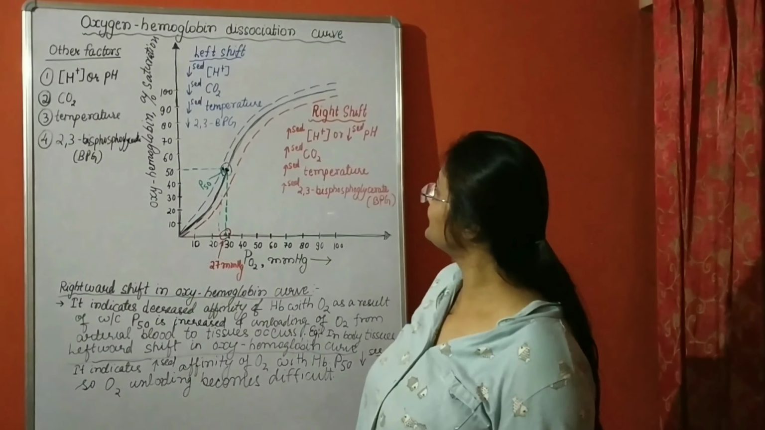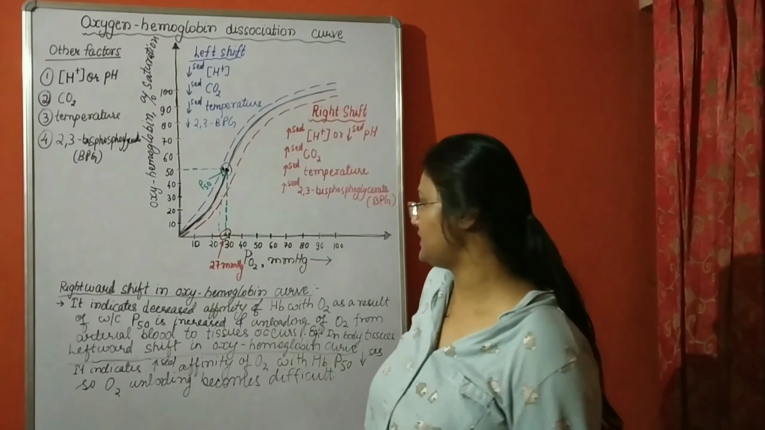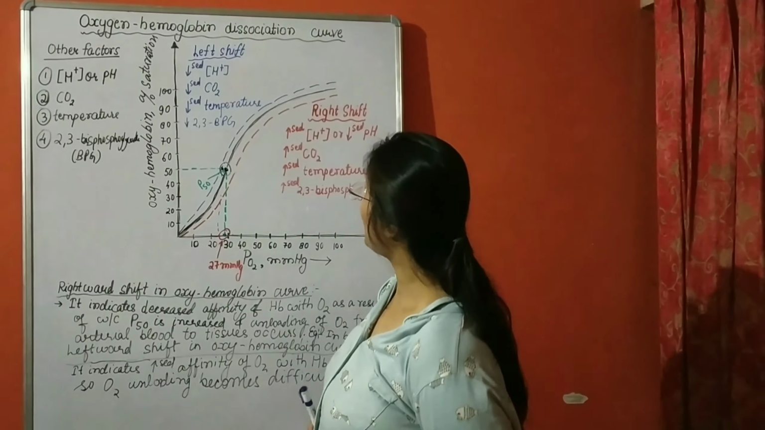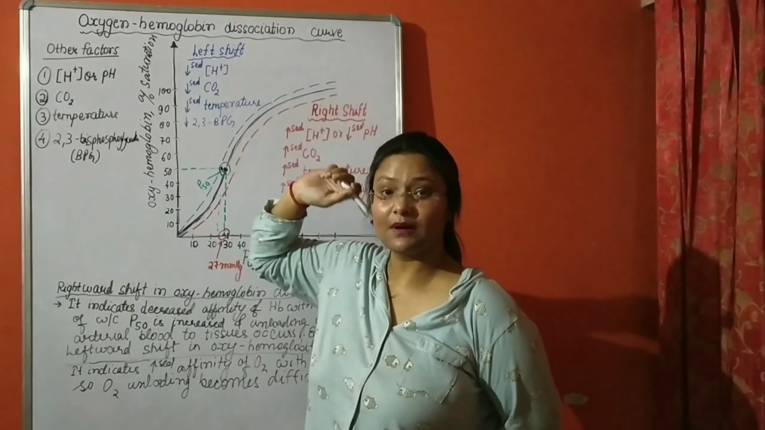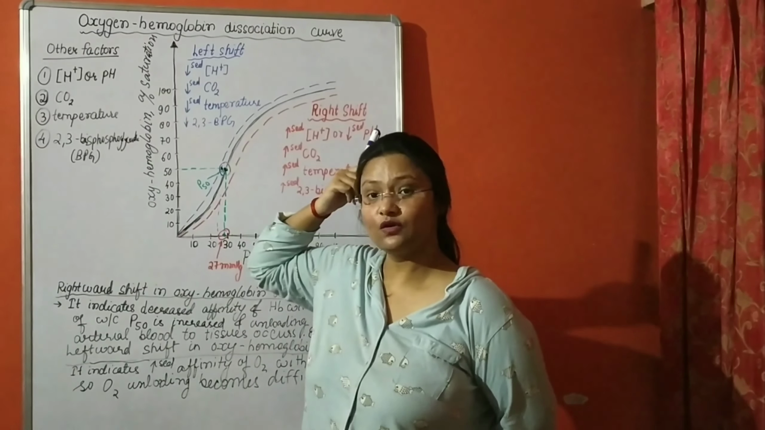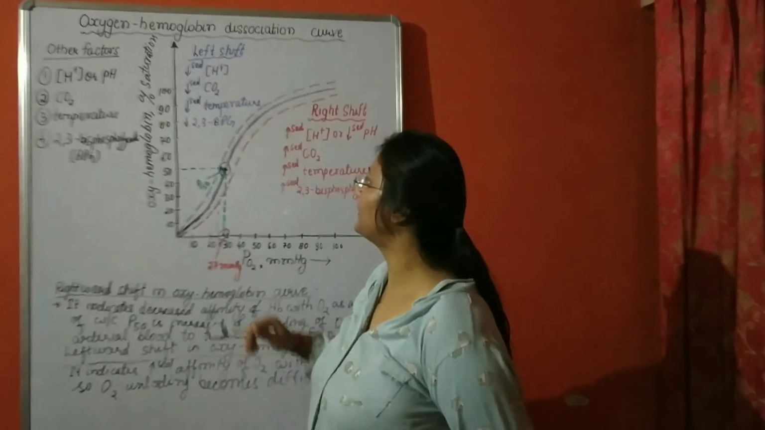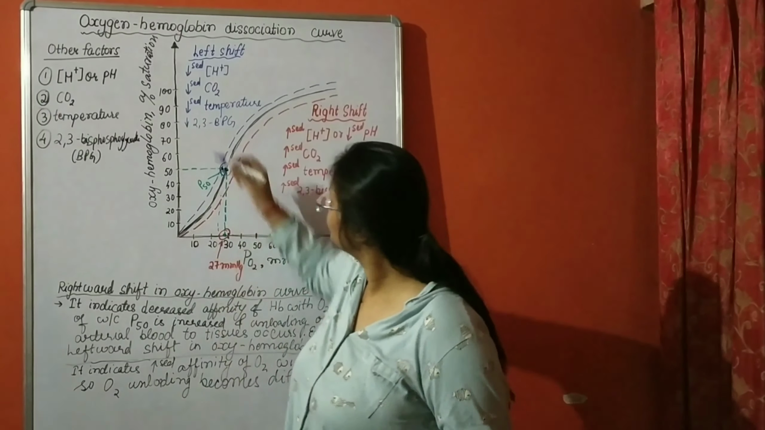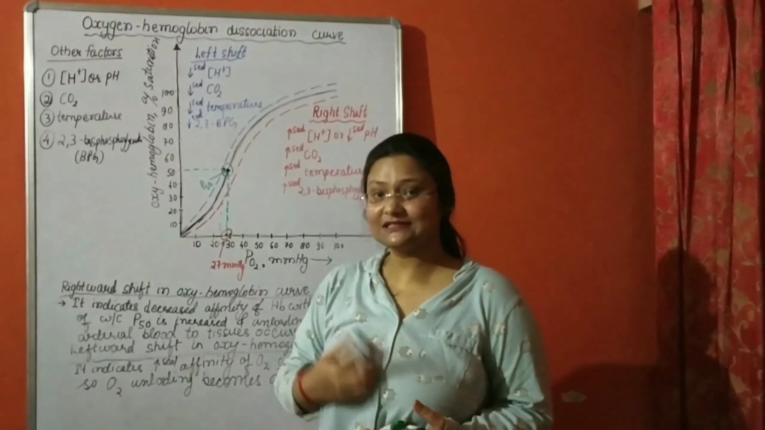So let us see now why leftward shift occurs. A leftward shift in oxyhemoglobin occurs when H plus ion concentration decreases, CO2 carbon dioxide decreases, like in pulmonary capillaries there is a lot of oxygen and very less carbon dioxide, decreased temperature and decreased 2,3 BPG. So let us discuss these factors in detail.